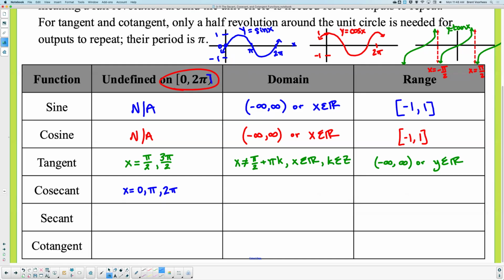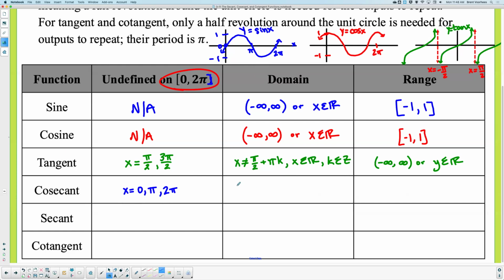So I'll put a bracket on there so that I can leave it. Because technically with the parenthesis I will not leave it. I'll do a bracket so that it says included. So those would be the places that are undefined. So what does that mean? Would my domain be all reals? No. It would be all reals except for these values.